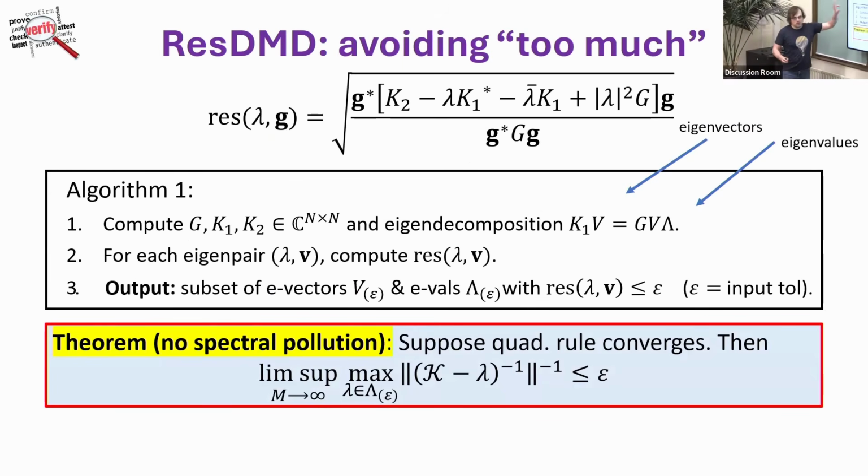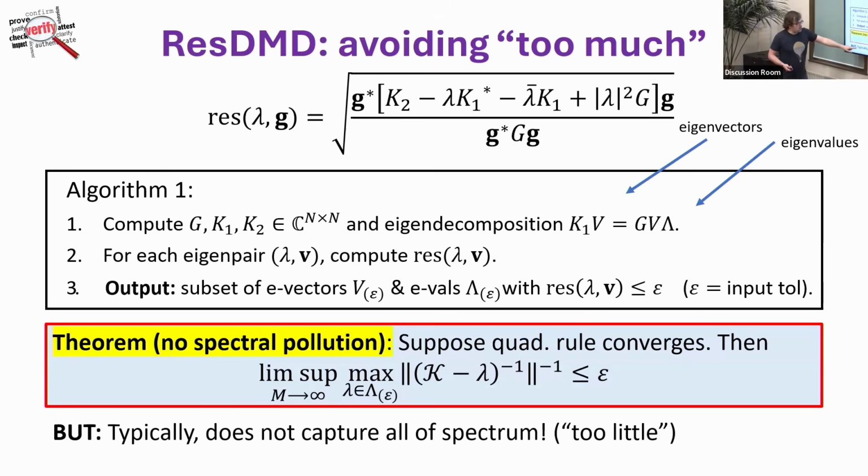We've not got very long, and I've not got very much left. You can avoid spectral pollution, and to do that, you take this residual and you truncate to some epsilon. Then you can prove that this avoids pollution. So here's an explicit algorithm. I'm not going to go through it in gory detail. One thing I will say is that to compute this residual, this is just a generalized eigenvalue problem, so it's very easy to do on a computer.